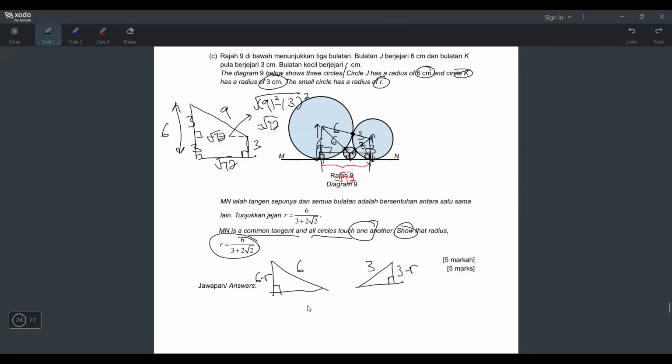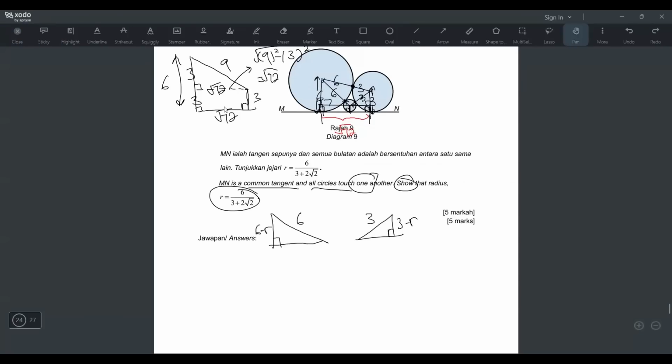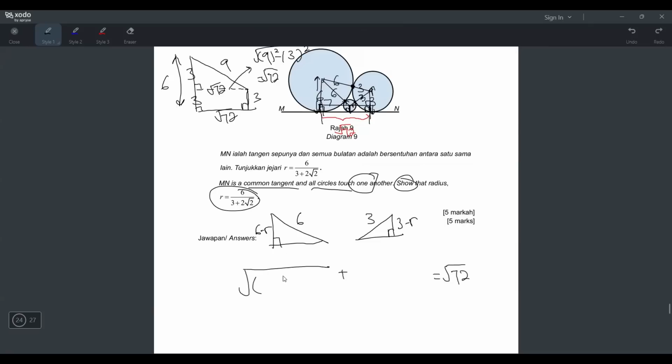And we all know that this length and this length add together is square root 72, right? So that means I can find out this length and this length using Pythagoras theorem, and then add them up, and then equals to square root 72, right? But how to find the length here? Use Pythagoras theorem. So square root bracket square, and then this one also square root bracket square, and this one I have to write 6. This one I have to write 6 minus R.